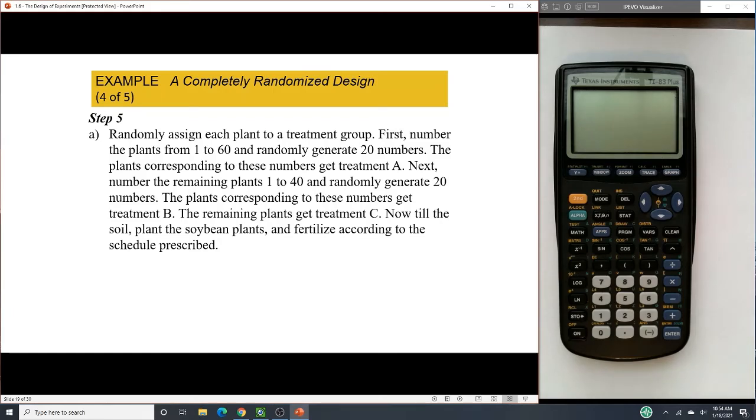So then we're going to redo everything with the plants left. So we've got 40 plants there. We're going to generate 20 numbers out of those 40, and that's going to be our treatment B. And then the last 20 that are left get treatment C. And then we're going to follow all of our scheduling that we prescribed. All right, and then at the end of the season, we'll determine the crop yield.